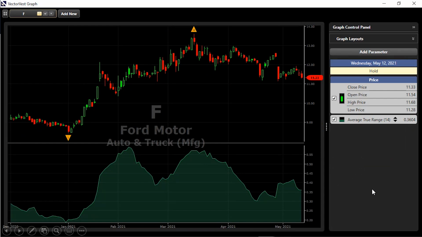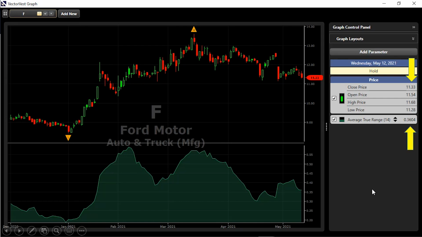Let's take a look at Ford. Again, this is not a recommendation to buy Ford. This is an exercise in how to use ATR to calculate your initial stop loss and to size the position correctly based on the volatility of the individual stock. As of the close of May 12th, Ford closed at $11.33. 1 ATR is 36 cents.